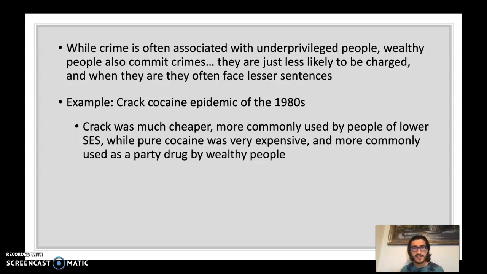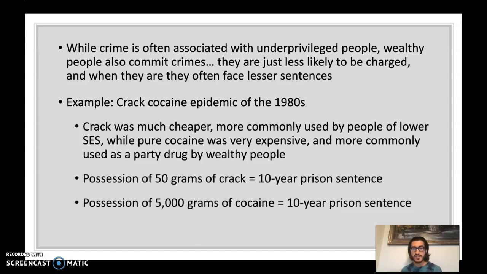A great example of this is the crack cocaine epidemic of the 1980s. During this time, crack was much cheaper and more commonly used by people of lower socioeconomic status, but in comparison, pure cocaine was very expensive and more commonly used as a party drug by wealthy people, predominantly by white people. Interestingly, a possession charge for 50 grams of crack yielded a 10-year prison sentence, but someone would need to be in possession of 5,000 grams of cocaine to get that same sentence.